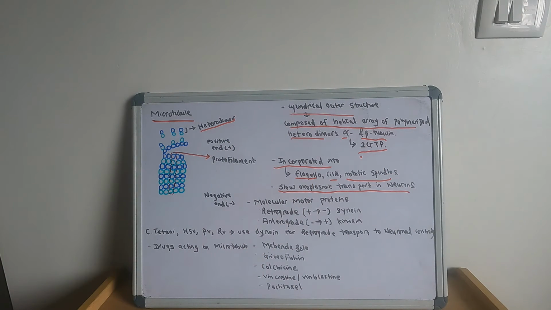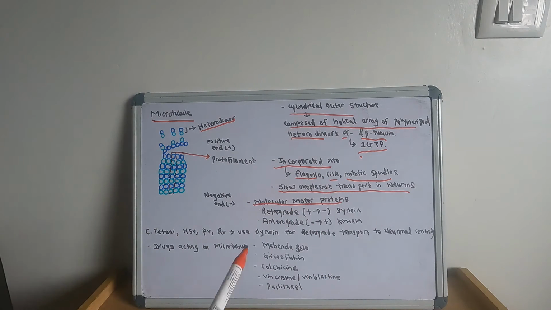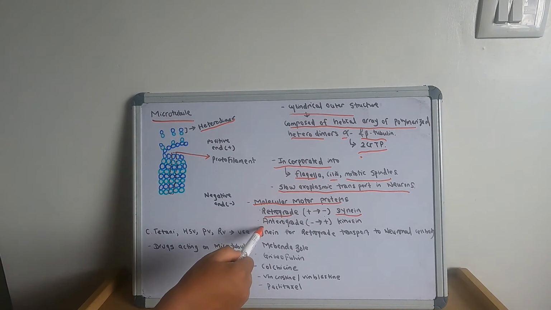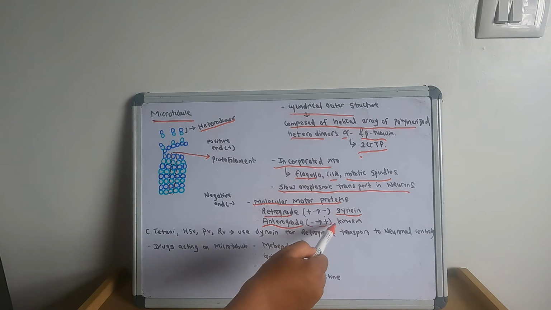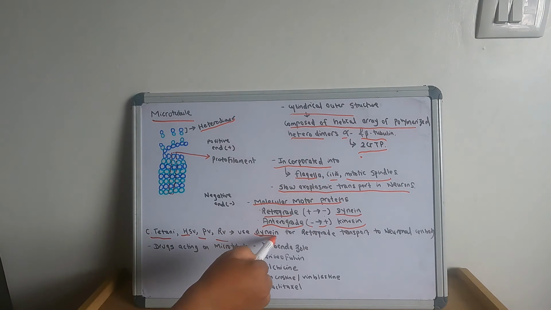The molecular motor proteins transport cellular cargo towards opposite ends of the microtubule. In retrograde transport on the microtubule, from positive to negative end, dynein is used, and in anterograde transport, from the negative to positive end, kinesin is used. Clostridium tetani, herpes simplex virus, polio virus and rabies virus use dynein for the retrograde transport to the neural cell body.